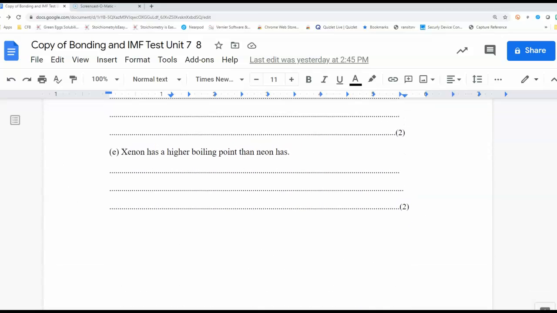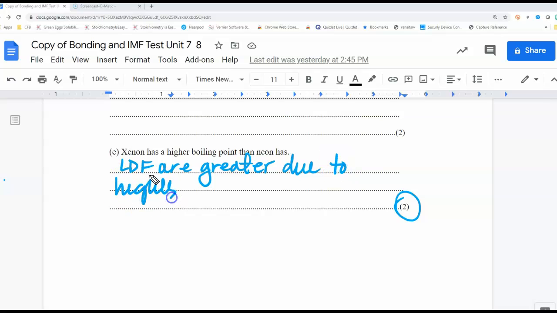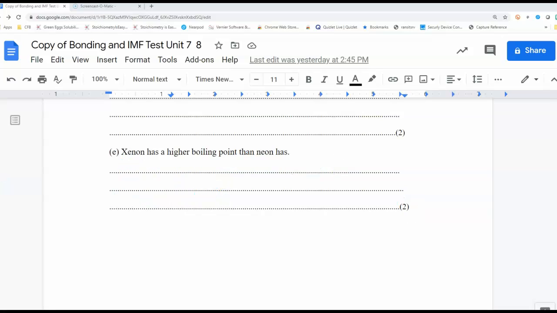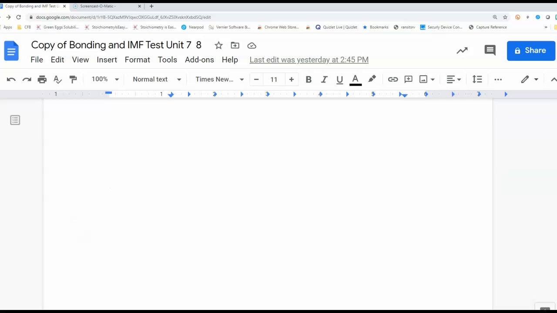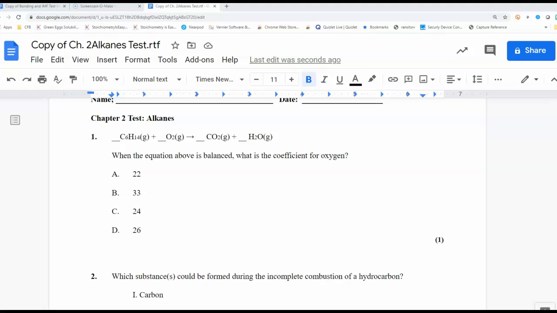Xenon has a higher boiling point than neon has. Again, when you're talking about boiling points, you must be talking about one of the intermolecular forces. And since there's no hydrogen bonding and there would be no dipole moment because it's all made of its own element, then what you have is LDF forces are greater. And do you see those 2 points there? Well, that means that you have to say why. Due to higher relative molar mass, MR. Okay, so there is that one for the ending of this particular review, and I'm going to switch over to the other.